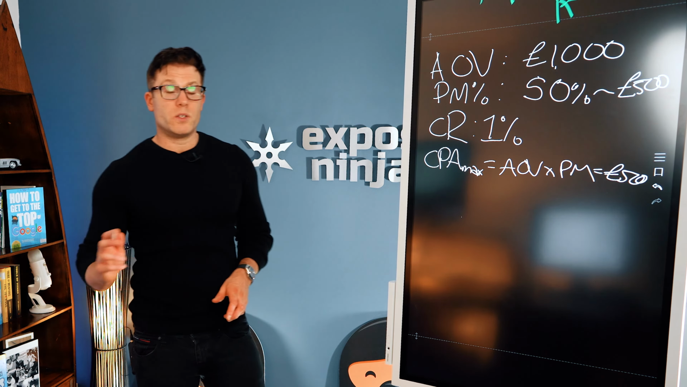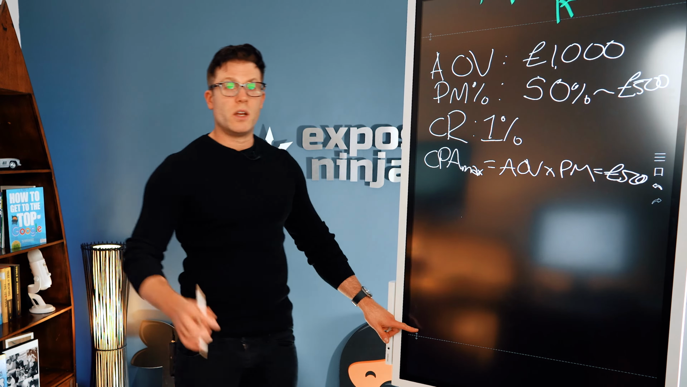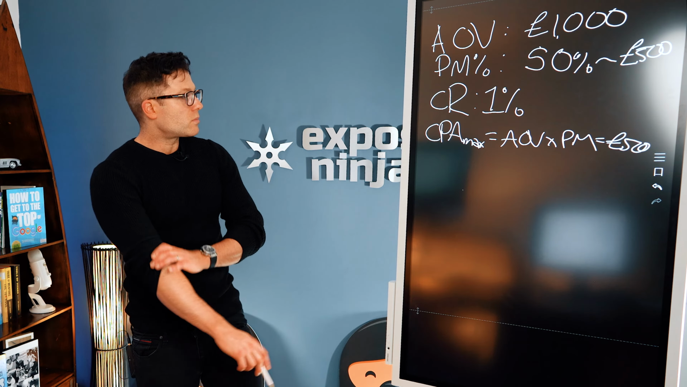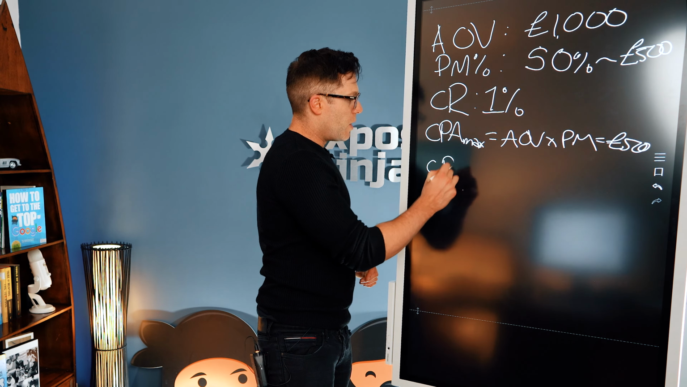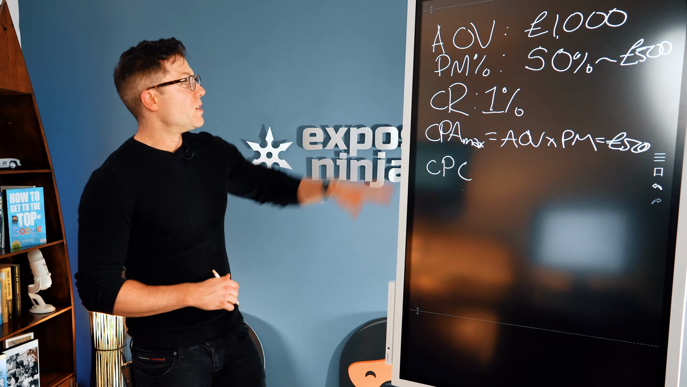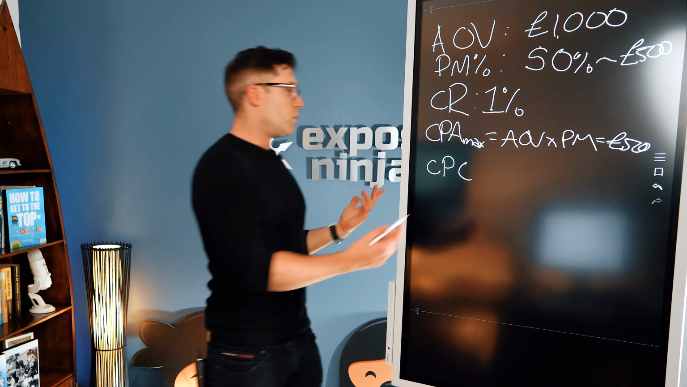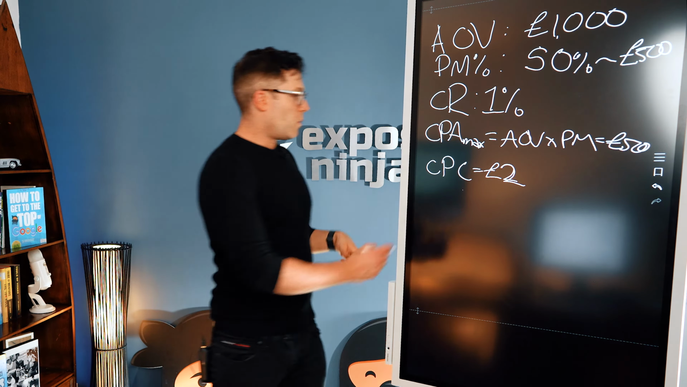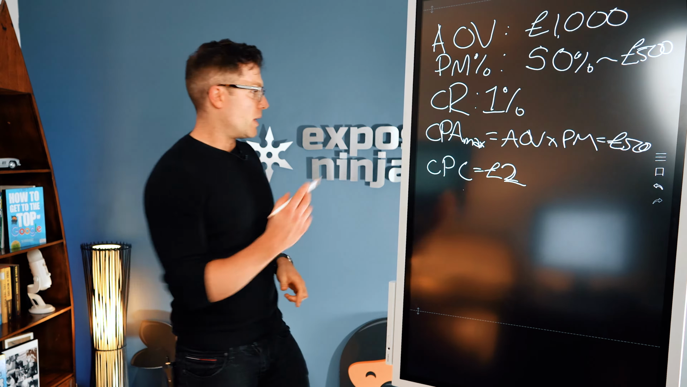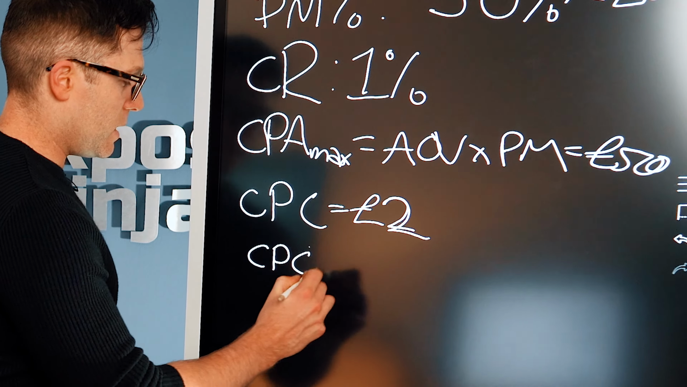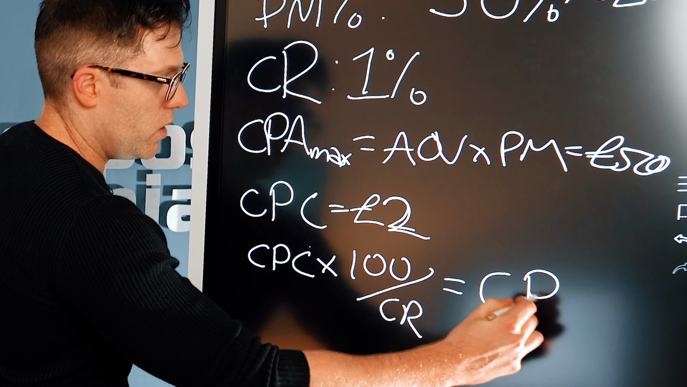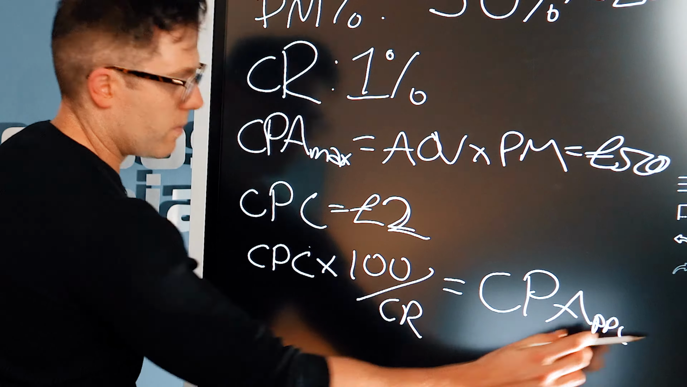What we now need to work out is what we can expect our cost per acquisition to be through pay-per-click. So the first thing that we need to measure is how much we're spending per click on average for our target keywords. So let's say in this example with Ninja Smiles, we're going to be spending £2 per click. We know that our website conversion rate is 1%. So if we want to work out what our cost per acquisition for pay-per-click is going to be, it's simply going to be CPC times 100 divided by your conversion rate. And that equals your cost per acquisition from pay-per-click.